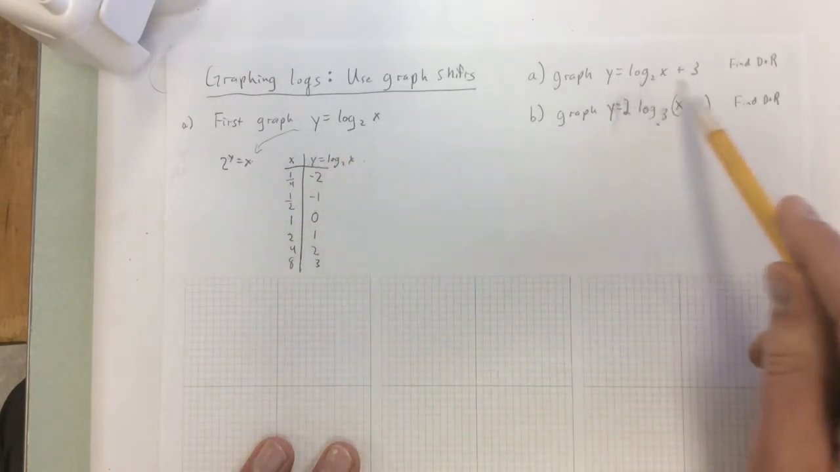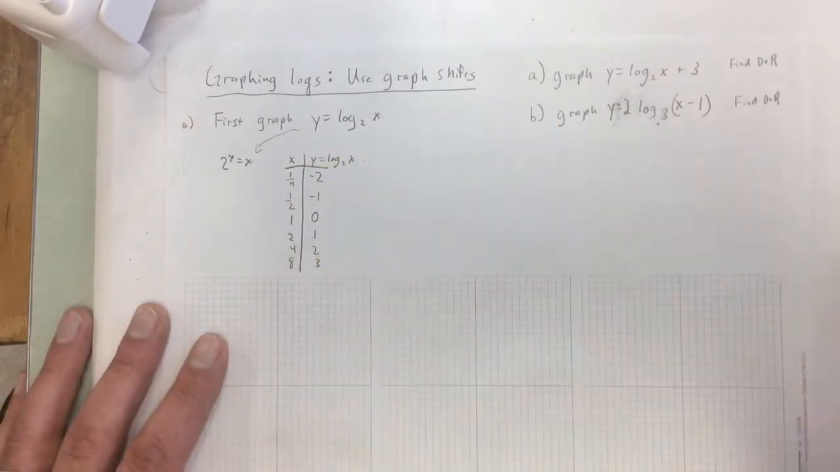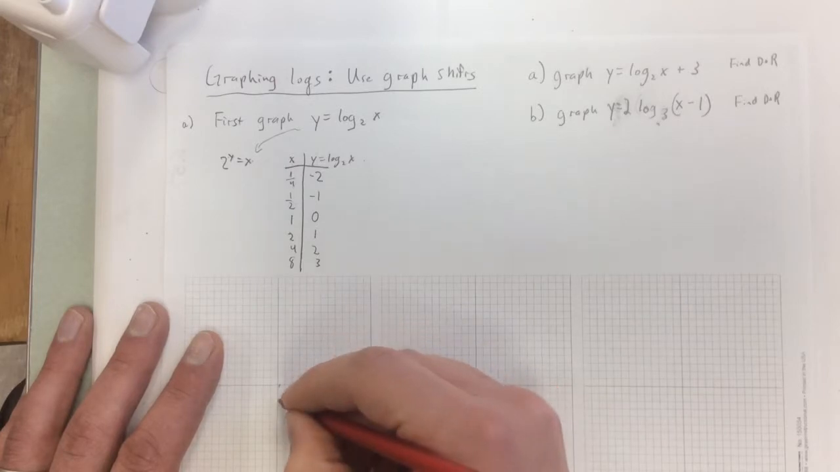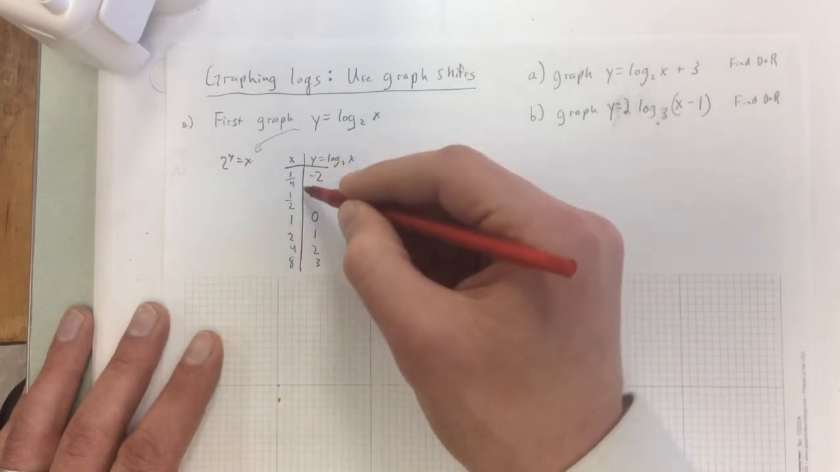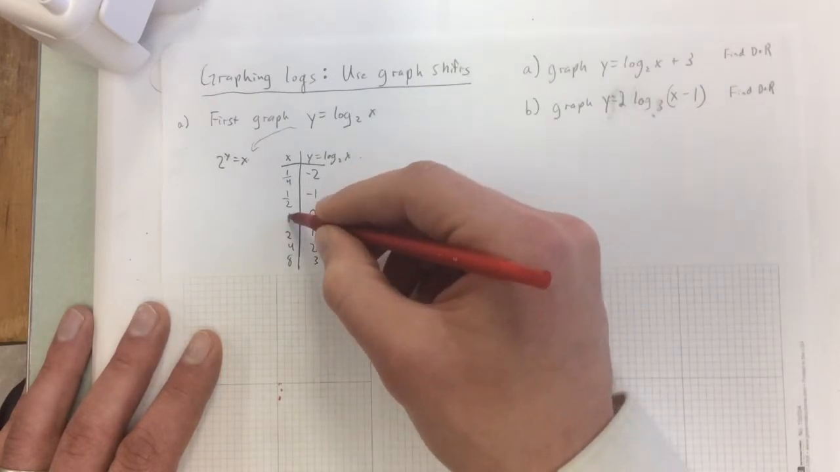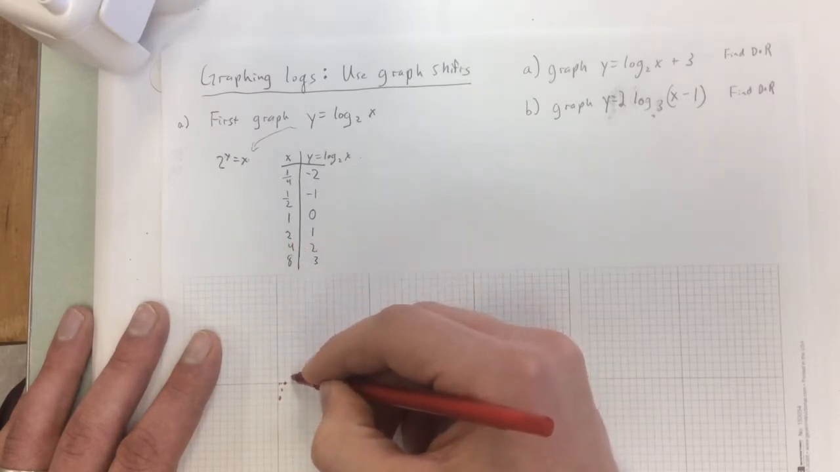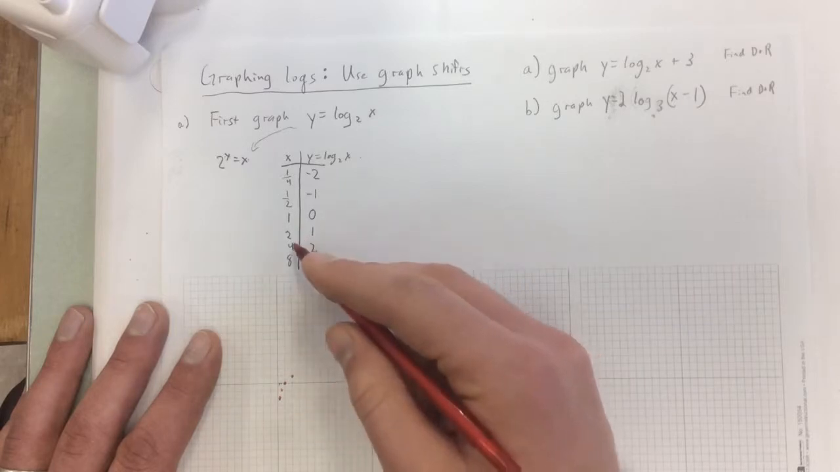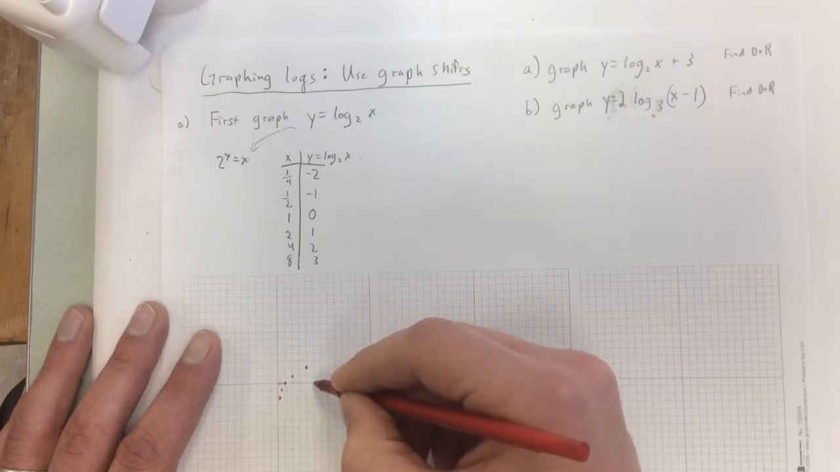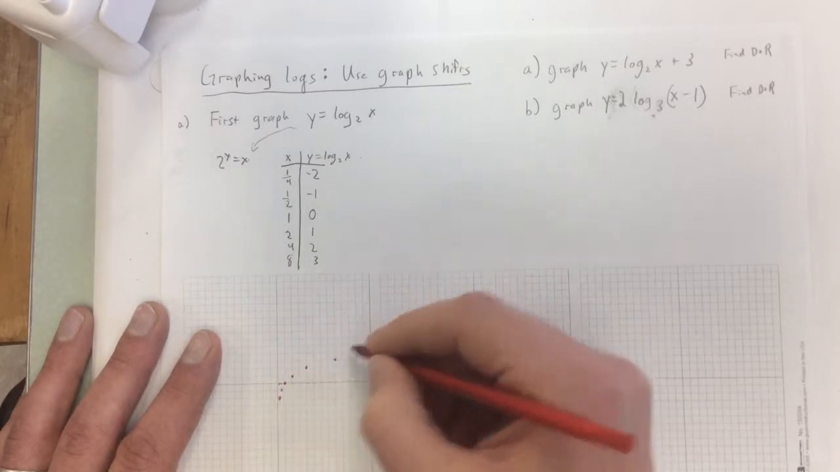So first thing I'm going to do is, if I've got to graph this, I'm going to graph the parent function. So I'm going to make my points here just to figure out what it looks like. When x is 1/4, right here, really tight over there, it's negative 2. When x is 1/2, right there, it's negative 1. When x is 1, the value is 0. When x is 2, the value is 1. When it's 4, it's 2. When it's 8, it's 3. So we get something looking like this.